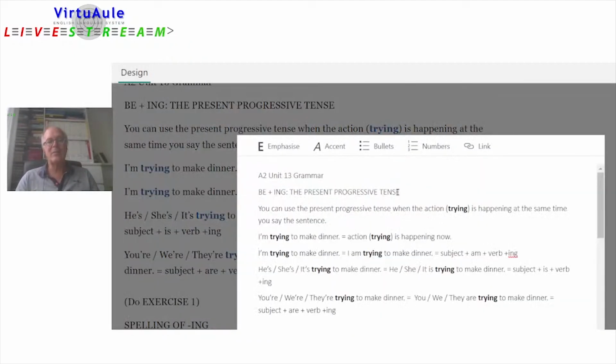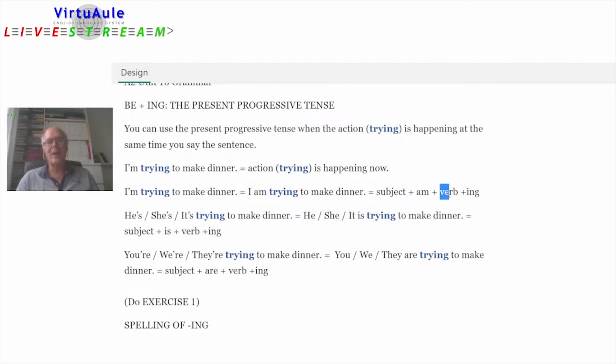We have the subject, we have the to be auxiliary, and we have the verb plus ing. He's, she's, it's trying to make dinner. He, she, it is trying to make dinner. We have the subject, the auxiliary is, because we have the third person singular. And then we have the verb plus ing.